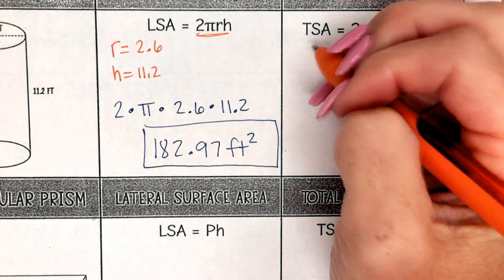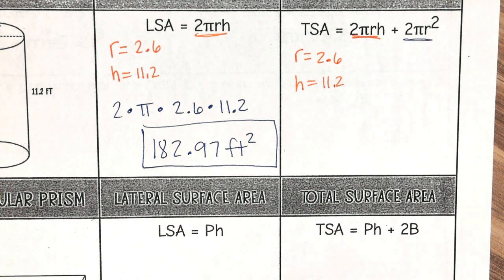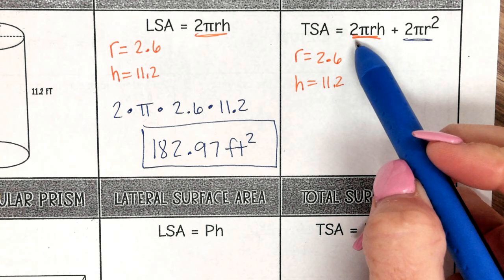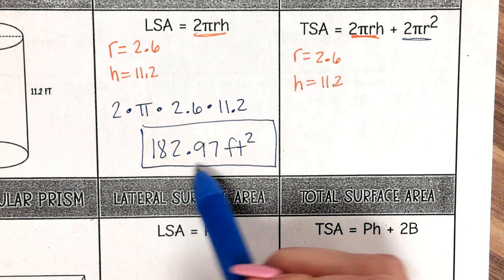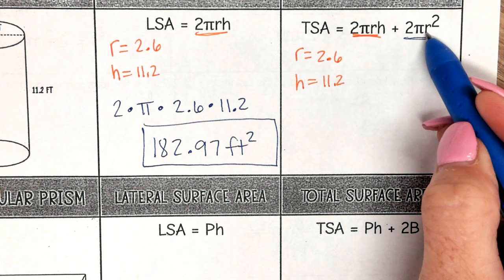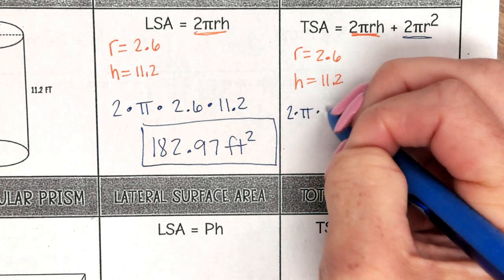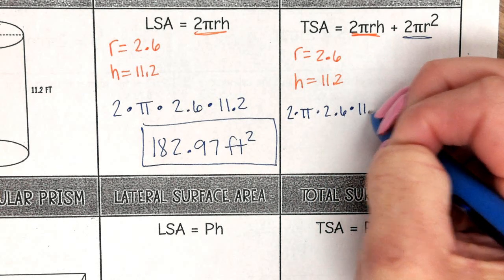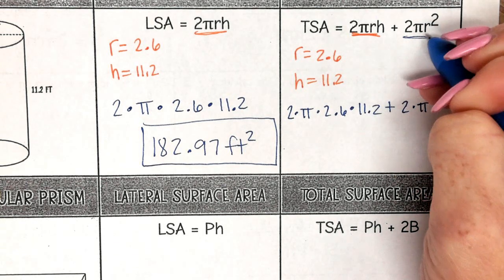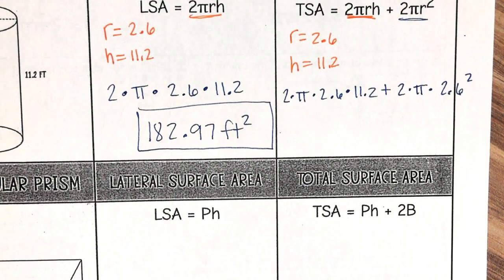All right, for total, we're going to use that same formula. So I still need an R, which is the same, 2.6, and an H, which is 11.2. And did I already find this piece? Yes or no? So if you want to go retype it in, you can, or you could just type in your answer. I'm going to retype it in just to show y'all. And then we're going to add this right here, but the r is the same. So that r is still 2.6. So I'm going to do 2 times pi times r times h plus 2 times pi times r squared. And that will be my total surface area.